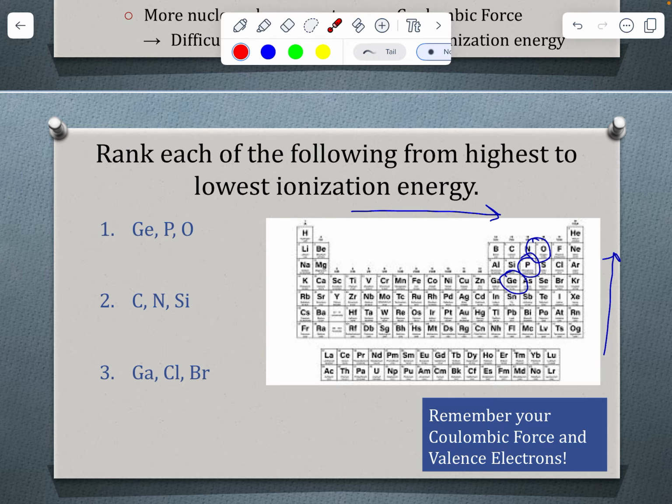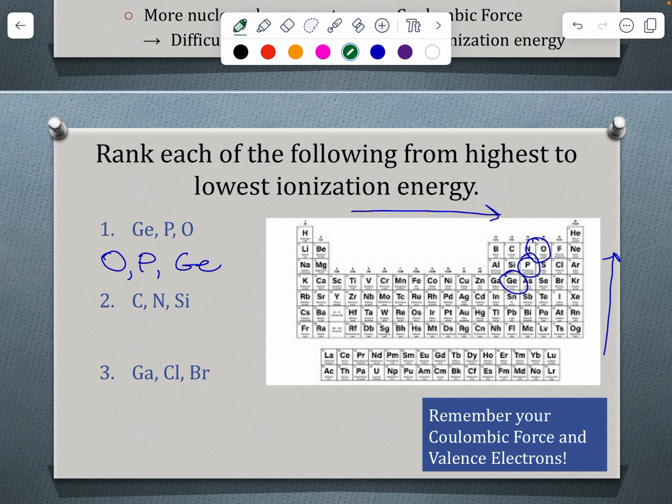Ionization energy, so highest ionization energy to lowest. Oxygen is going to have the highest ionization energy because those electrons are closest to the nucleus. It's going to take more energy to remove those because they have a higher Coulombic force. And then we've got phosphorus, and then GE.